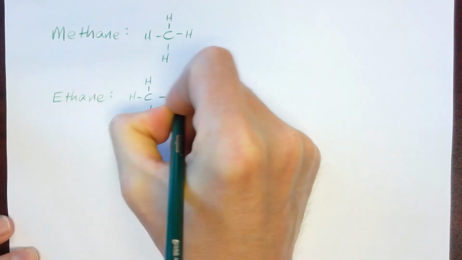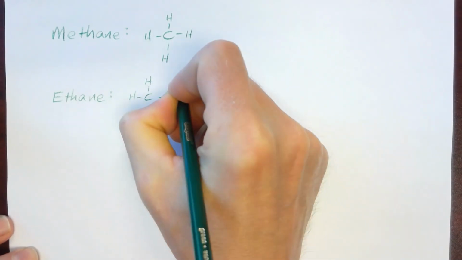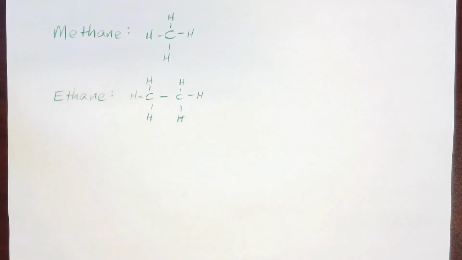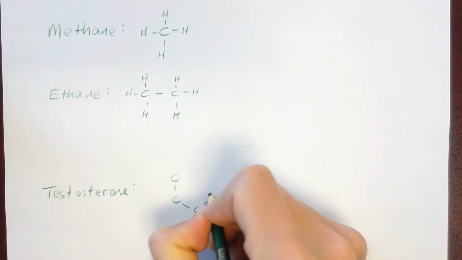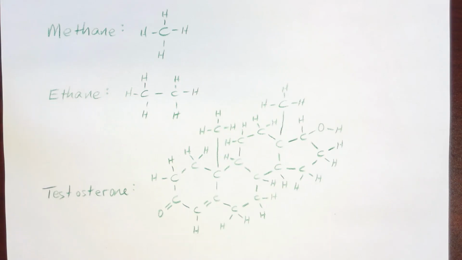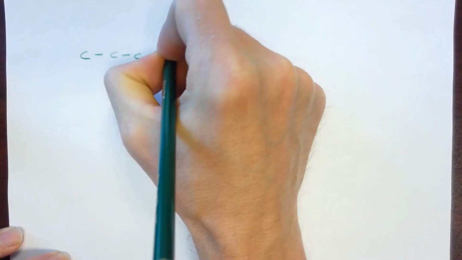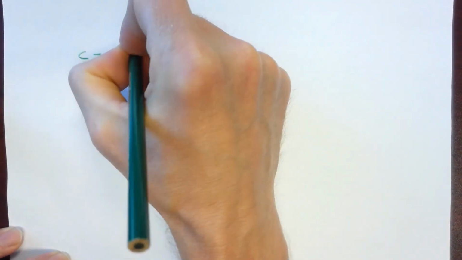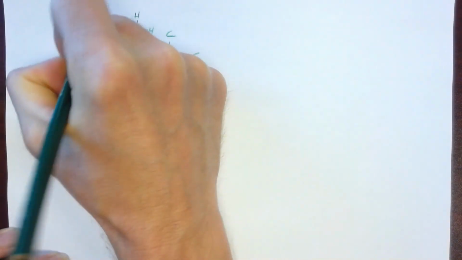Simple molecules such as methane or ethane are easy to represent with line-bonded structures, but more complicated molecules are cumbersome to draw. For example, the line-bonded structure for testosterone looks like this. There are two primary ways that we simplify structures: condensed structures and skeletal structures.